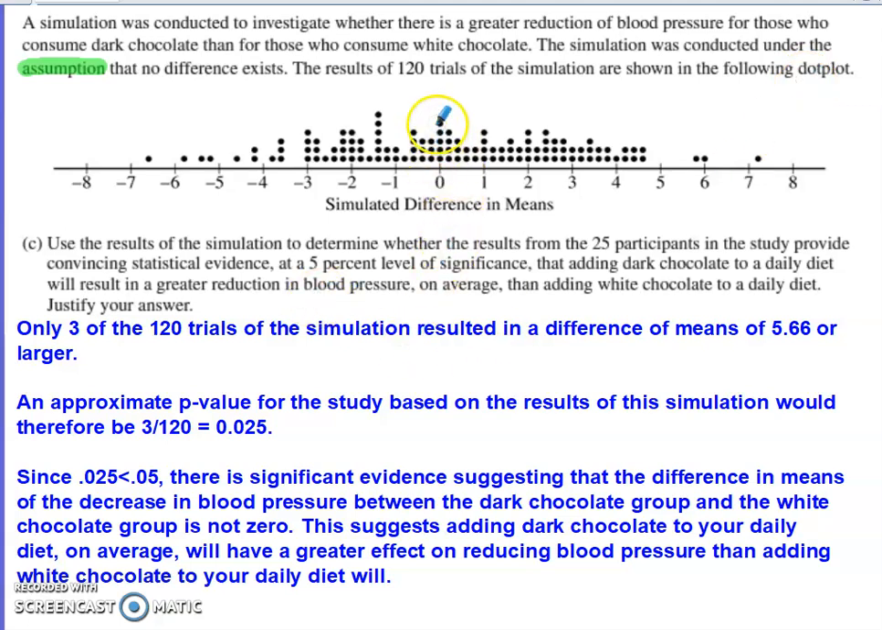So we've got a lot bunched up at 0. That makes sense if you're assuming that there is no difference in means. You should have most of the data bunched up near 0.